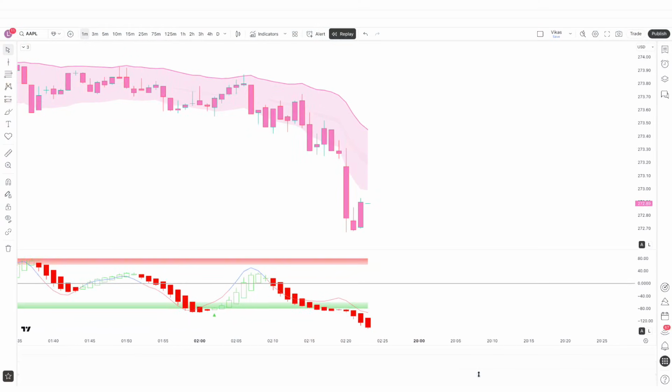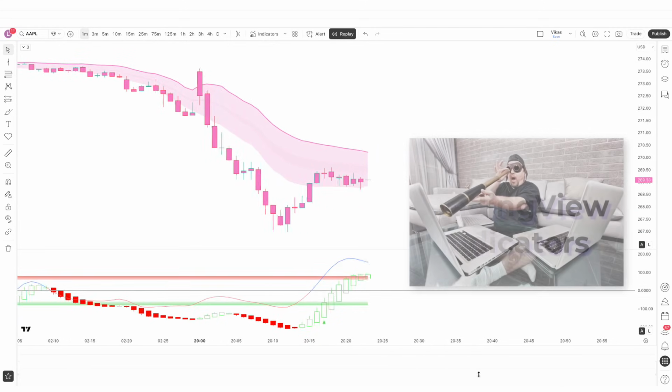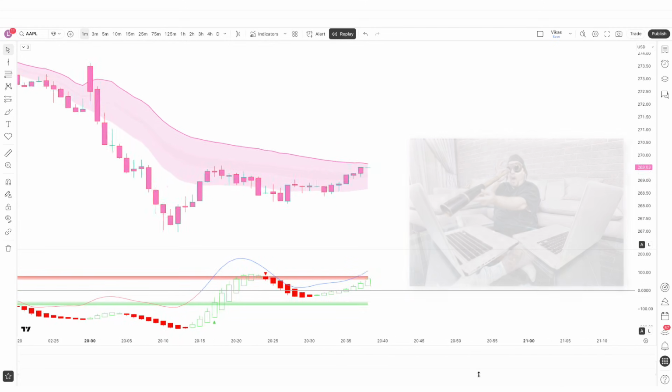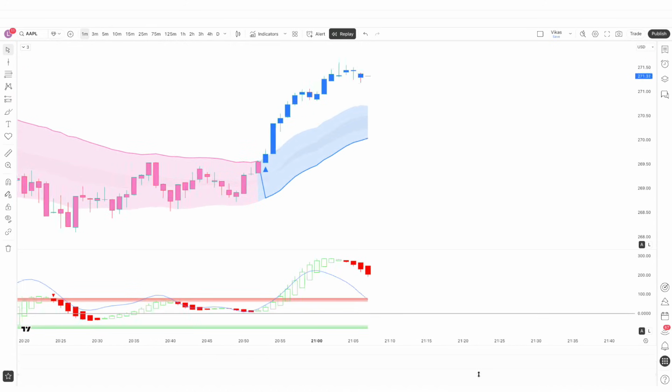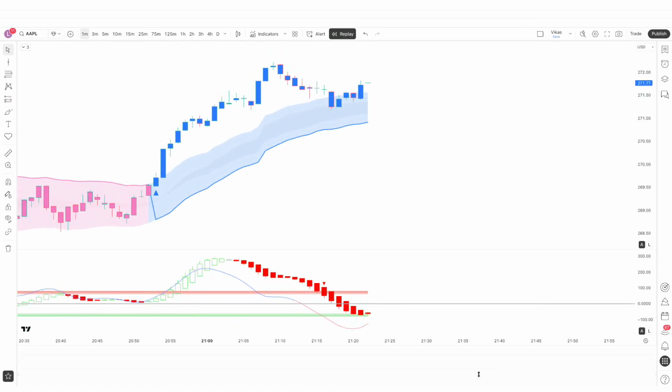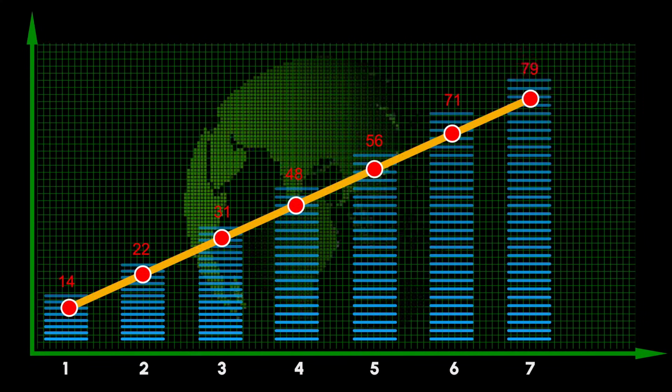In this video, I'm going to show you the secrets of TradingView indicators that professionals use every day, but which are rarely talked about in public videos. These indicators aren't flashy, nor do they give signals on every candle. But when a signal does appear, the market itself confirms it.